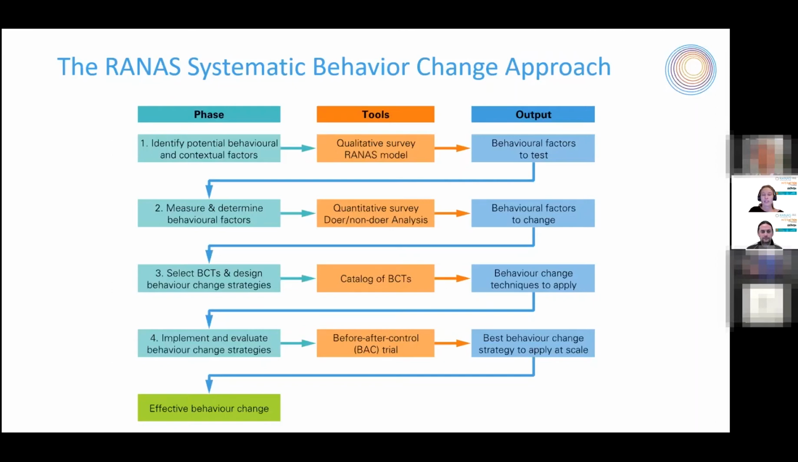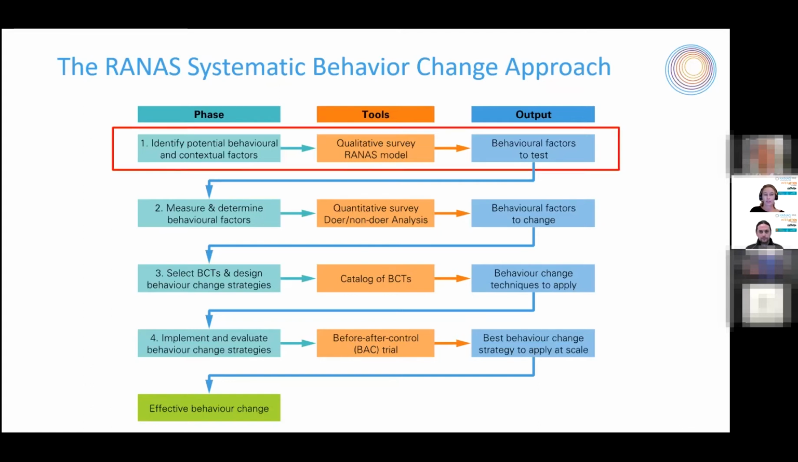Okay, so now we say we have 4 phases of the systematic behavior change approach called the RANAS model. The first phase is to identify the potential behavior and the behavioral factors and the contextual factors. And this is a very, very crucial step, and I will spend quite some time on this first step, specifically on the first box to identify the behavior and the factors.